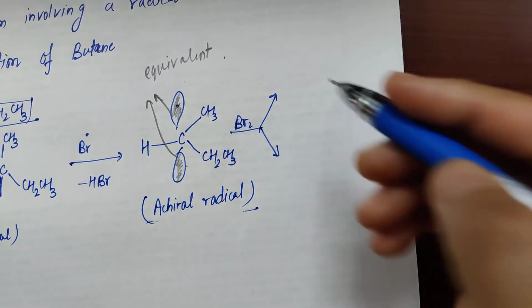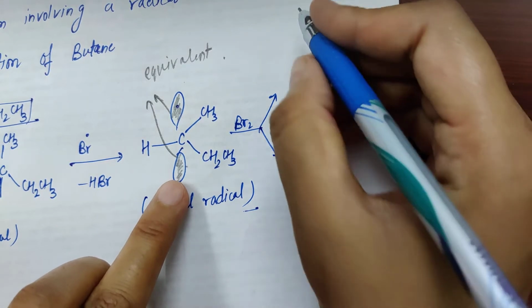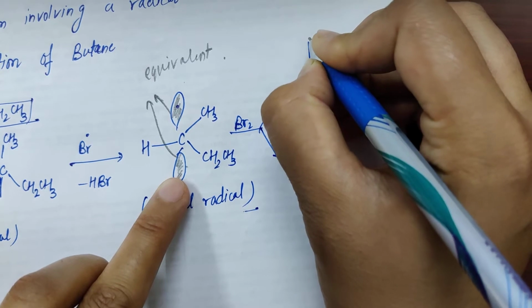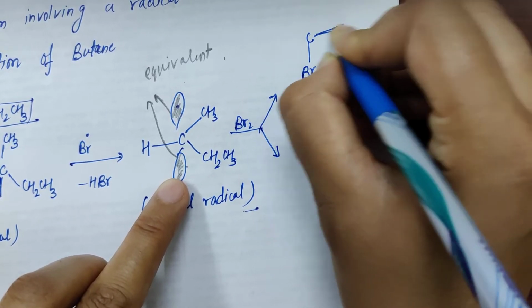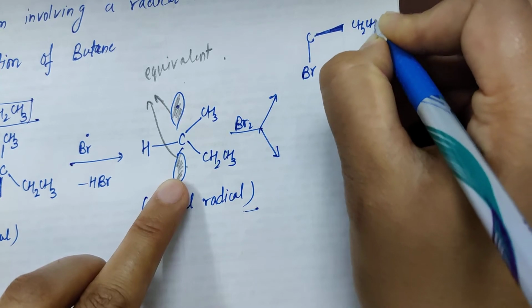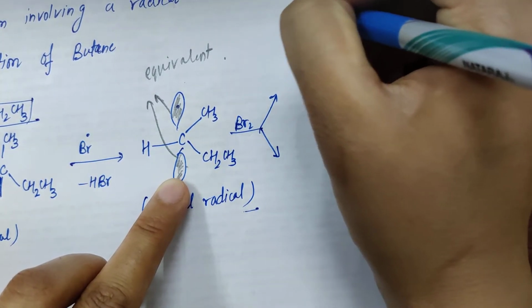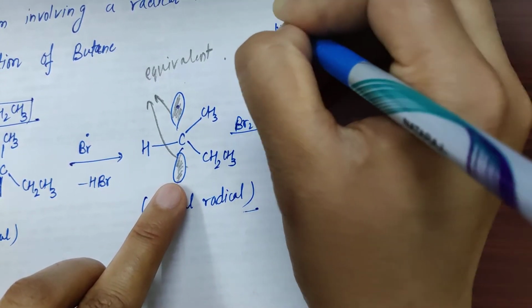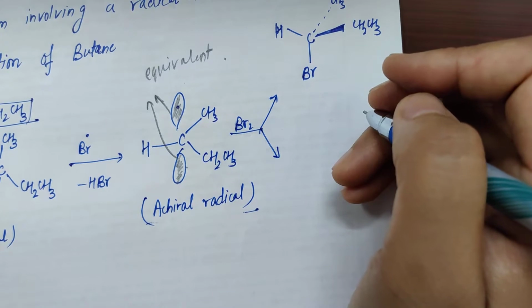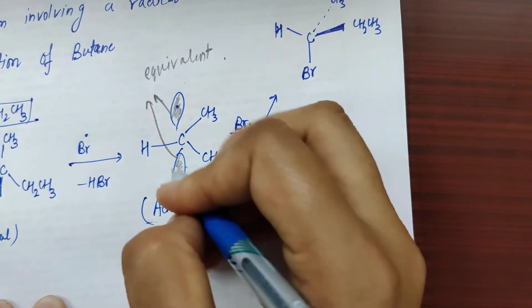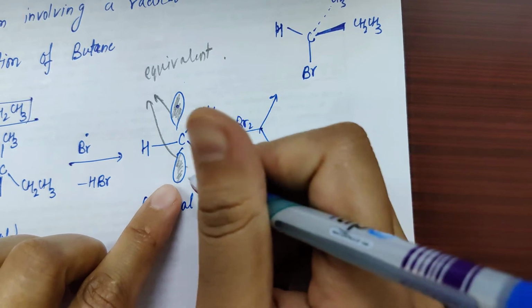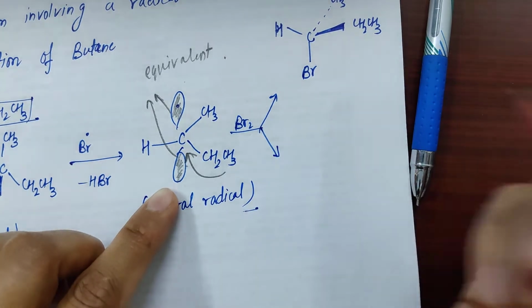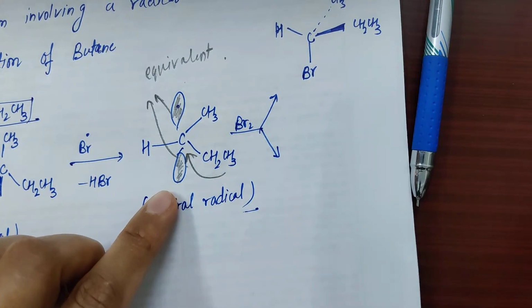So let's see if the attack happens from below the plane. So what you will have, your bromine will be added at the bottom. CH2, CH3 will be towards the viewer. Your methyl group will go away from the viewer, and your hydrogen will be in the same plane. So this kind of attack happens. So what is happening? The attack is happening from this side. So this kind of product will form.